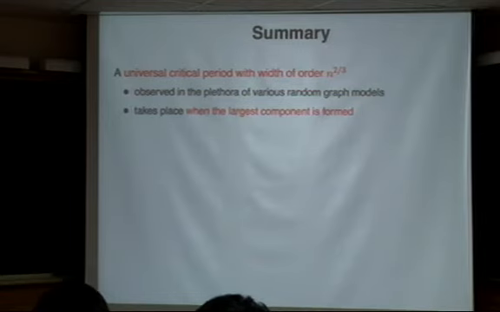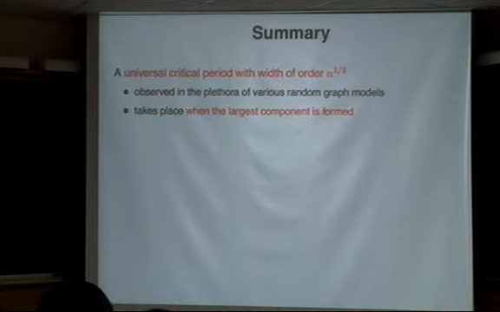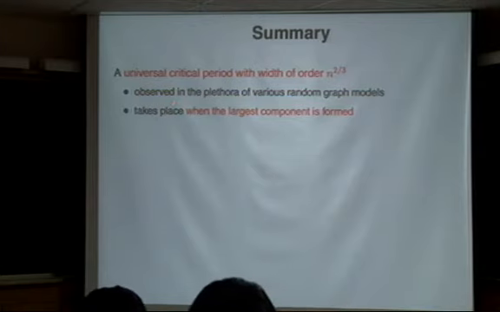At the end, I want to give you one conjecture. In this talk, we have seen the so-called universal critical behavior of phase transition in random graphs with width n to the 2/3, which can be observed in various random graph models. This takes place when the largest component is formed, which means when the number of edges is around n/2 plus or minus some constant times n to the 2/3, or negative infinity or whatever.